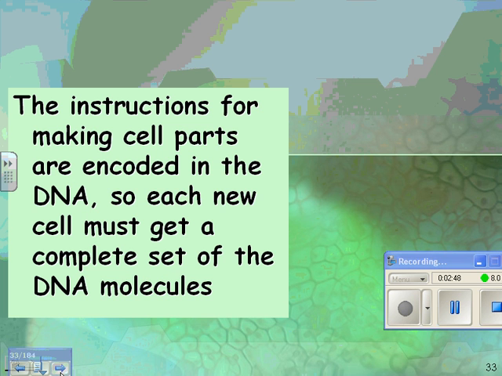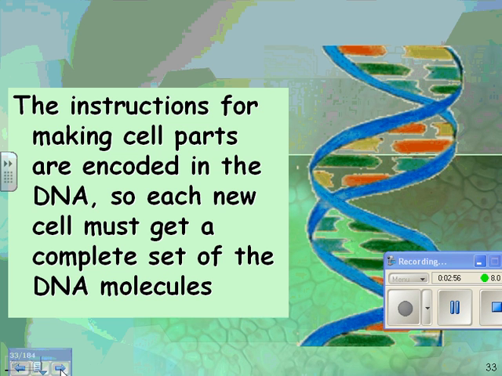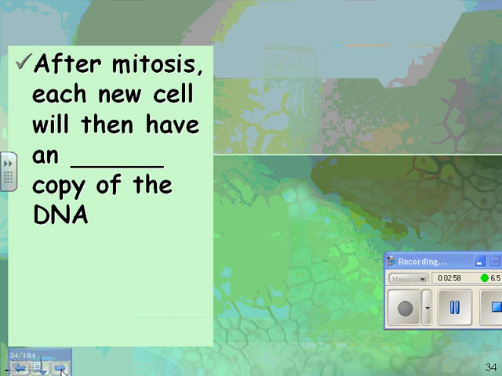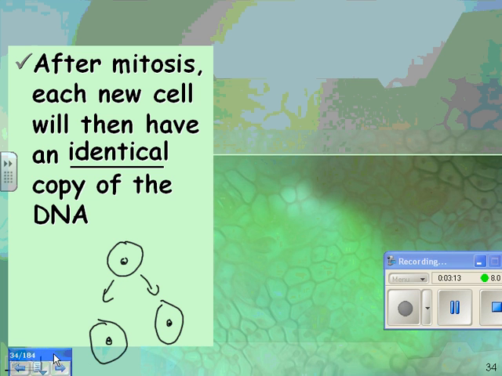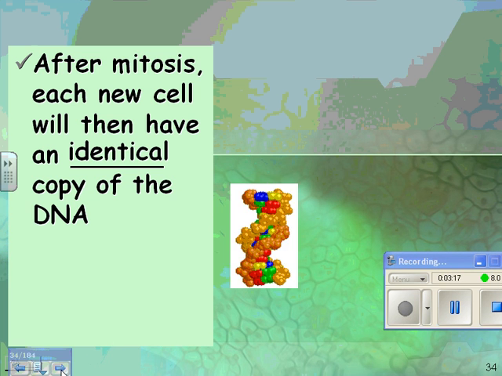The instructions for making cell parts and making everything in your body are encoded in the DNA. So each new cell must get a complete set of the DNA molecules. After mitosis, each new cell will then have an identical copy of DNA. So here's your original cell. And once you do mitosis, you should have two cells with exactly the same instructions in them. So that means you just have to copy your DNA first. Make sure you do it right.